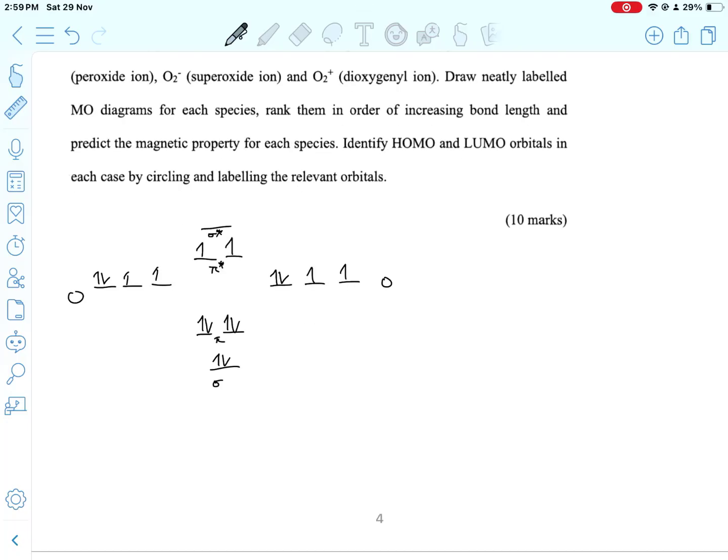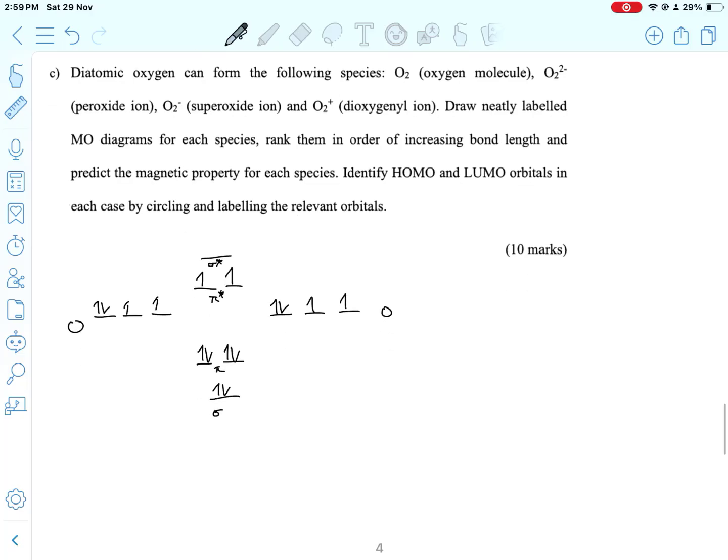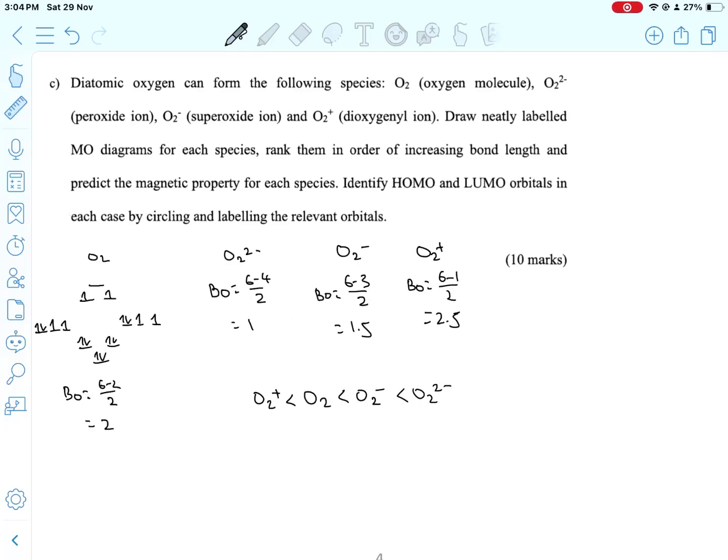I've gone ahead and drawn the diagram to not waste time. Your HOMO, you can see, will be the pi antibonding, and your LUMO would be the sigma antibonding. And because you have a SUMO, a singly unoccupied molecular orbital, in your pi antibonding, you would have a paramagnetic molecule. I'm not going to draw it for the rest of the other molecules. I'll just skip forward.